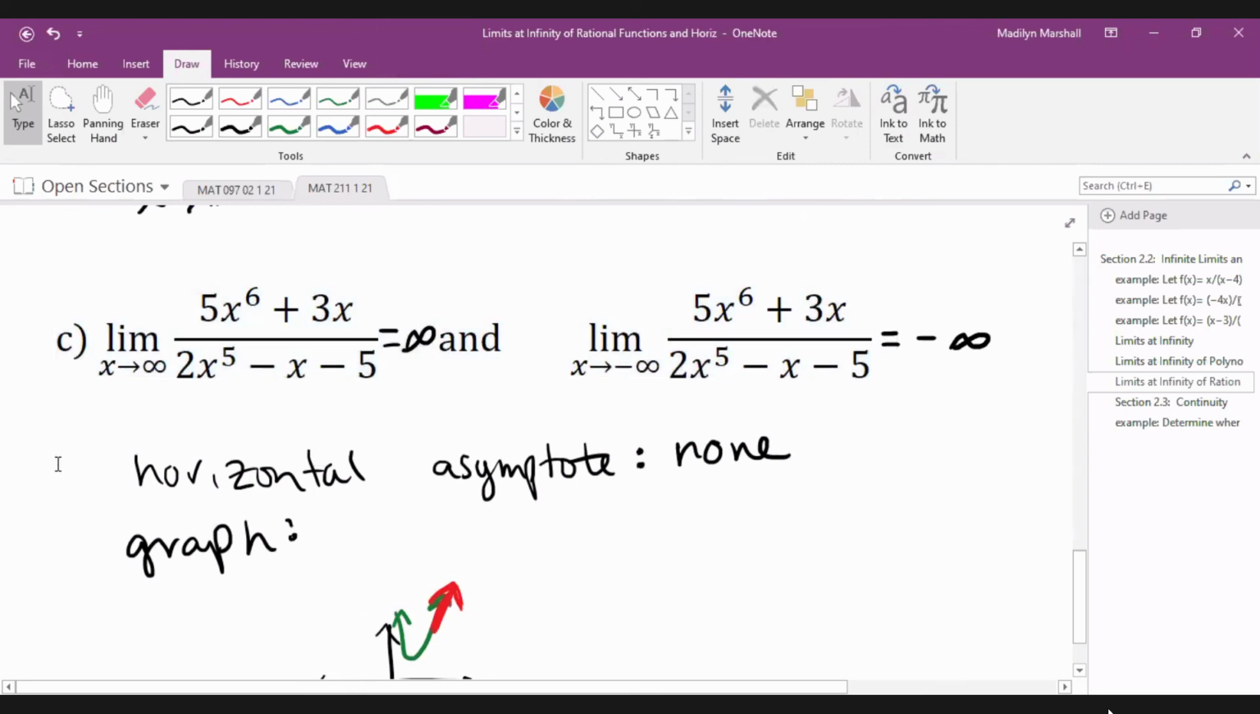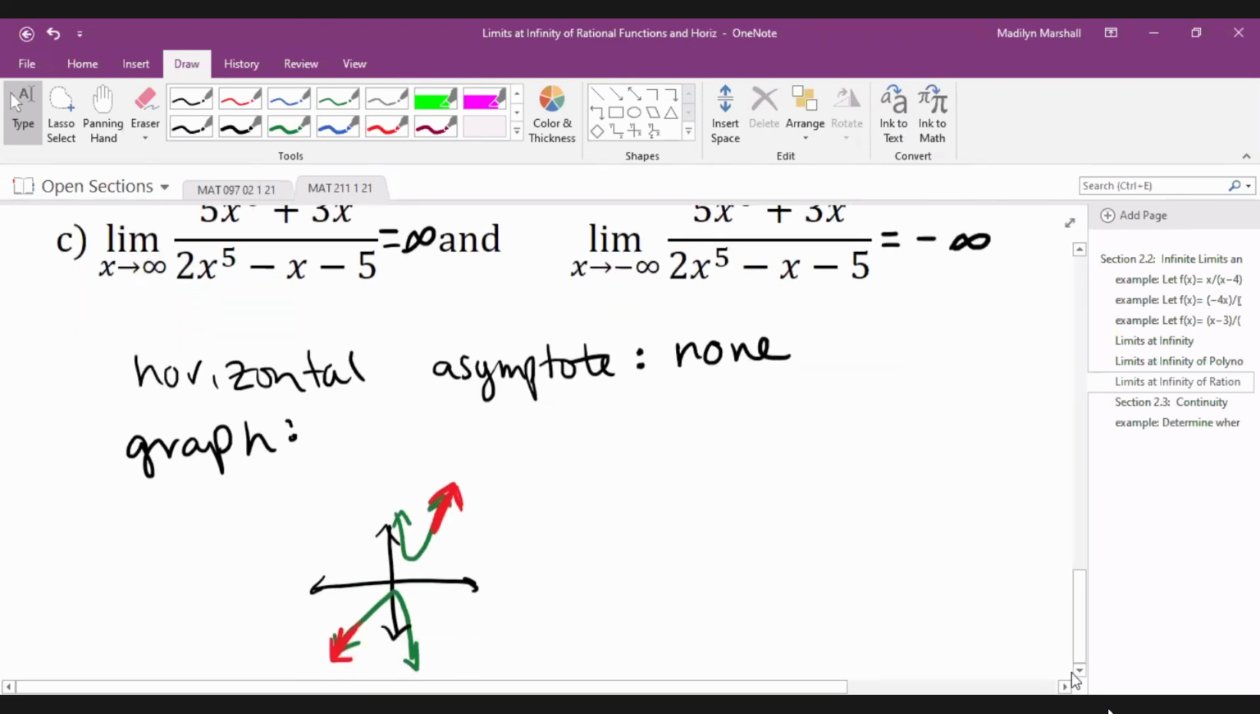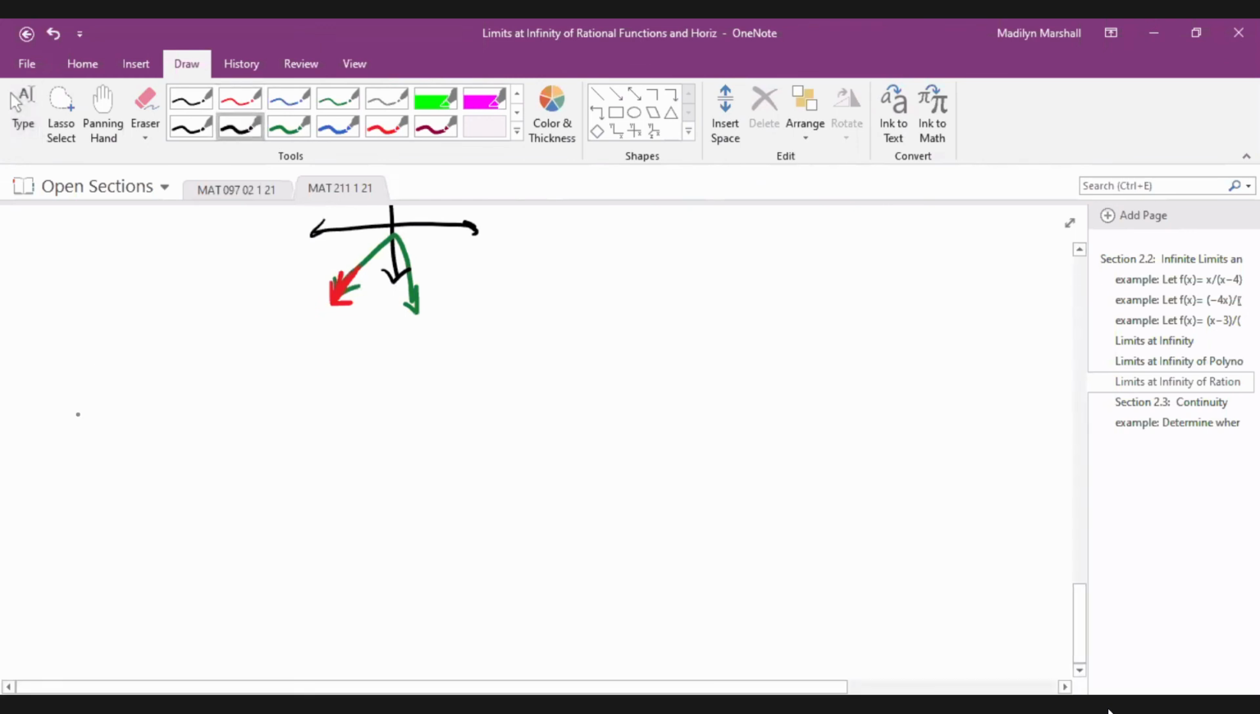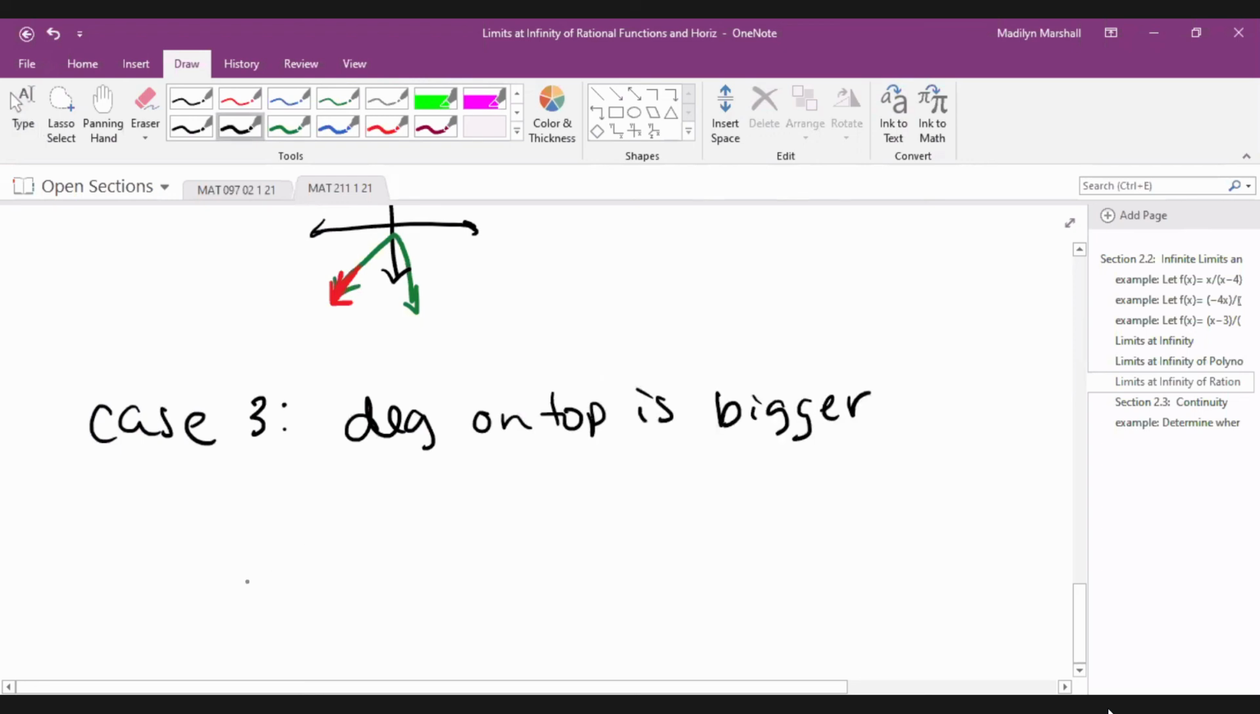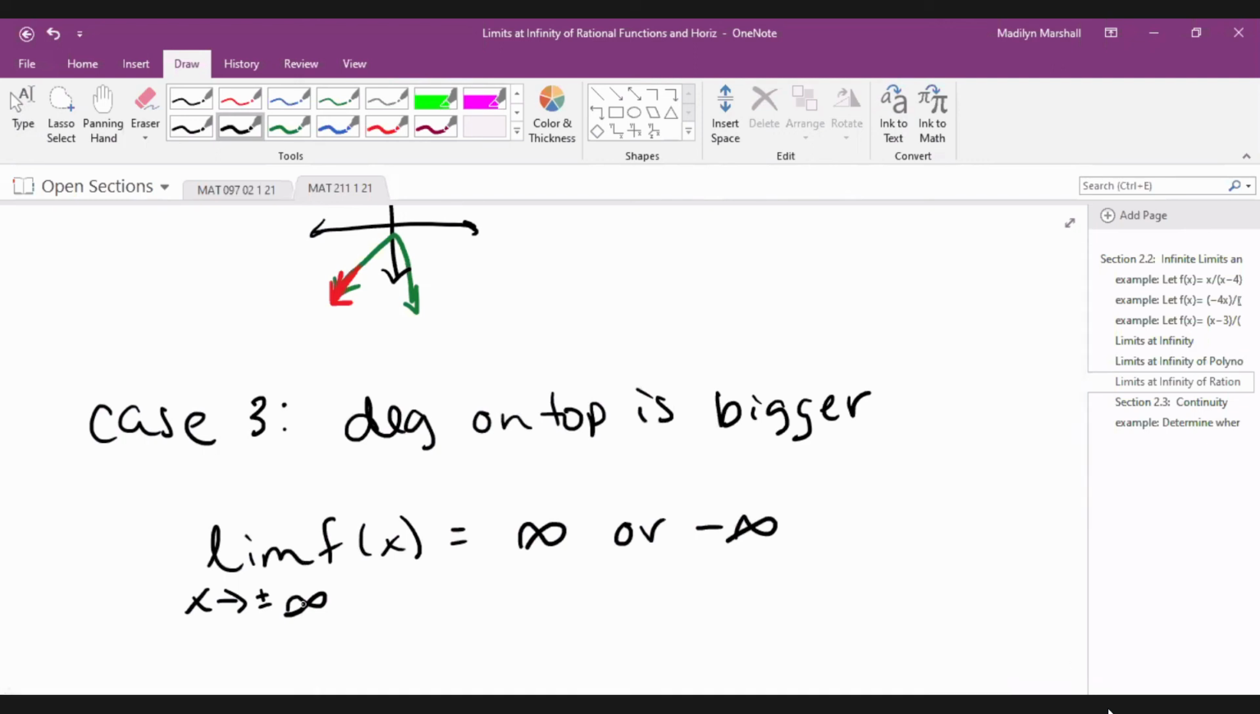So if we don't have a horizontal asymptote, we can graph it just to see if the ends are increasing or decreasing, when the function is going to infinity or negative infinity as x also is. So this is our third case, and this will be the very last thing that I write for the day. Case 3 is the degree on top is bigger. So the limit is either infinity or negative infinity. And that's because the top is growing faster now. So the bottom can't keep up. So the top is getting really big, and the whole thing either grows to infinity or to negative infinity.